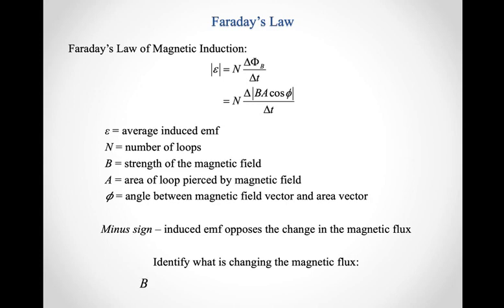Either your magnetic field is changing because it's increasing or decreasing, or the area of your loop is changing. Maybe the area of the loop itself is changing, or it may simply be that the area being penetrated by the magnetic field is changing, or the relative orientation between the magnetic field vector and the area vector of your loop is changing. So once we figure out which of those three things are changing, we're going to be well along the way to figuring out how to use Faraday's law to calculate the induced EMF.